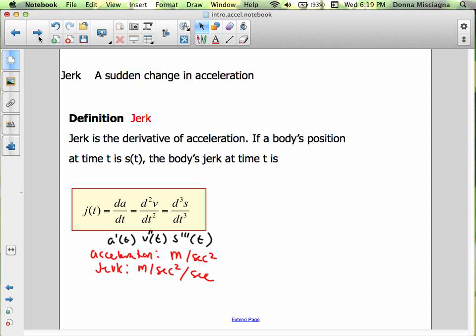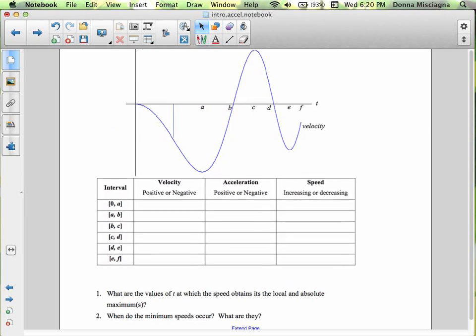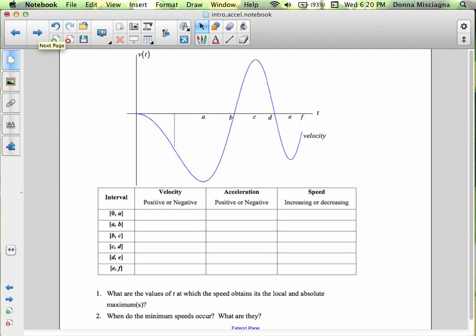Although I usually see meters per second squared per second, I guess we could say meters per second cubed, couldn't we? So that's jerk. It comes up once in a while. All you have to do is take the third derivative of position, and it tells us how the acceleration is changing. Now let's take a look at the table here, and we're going to answer the questions.